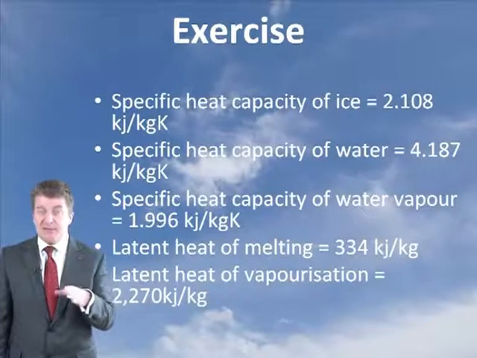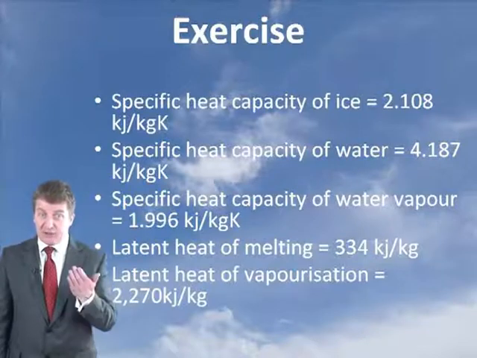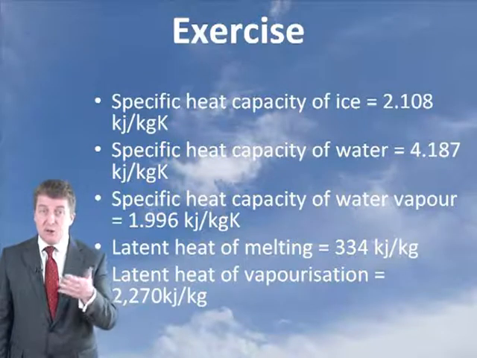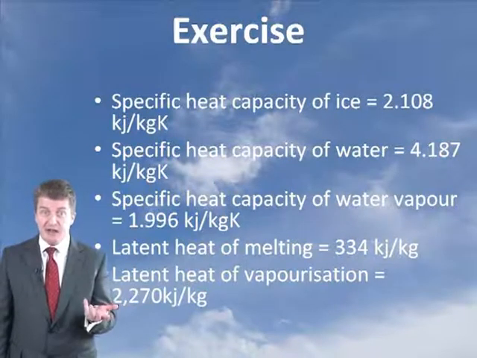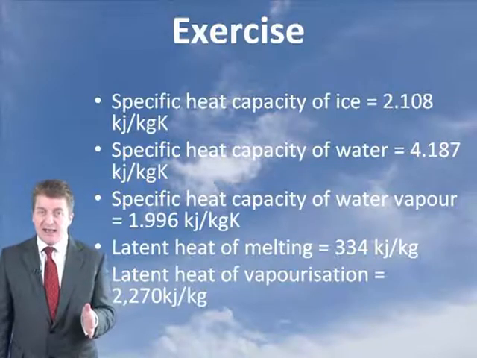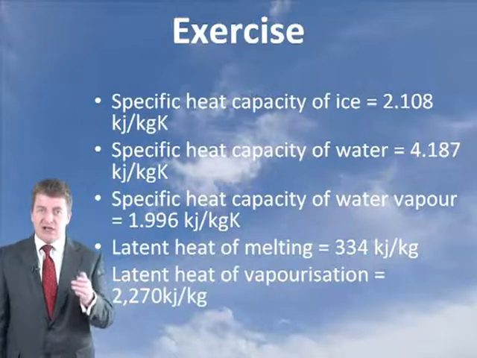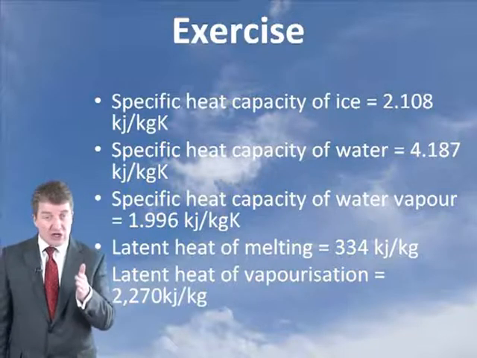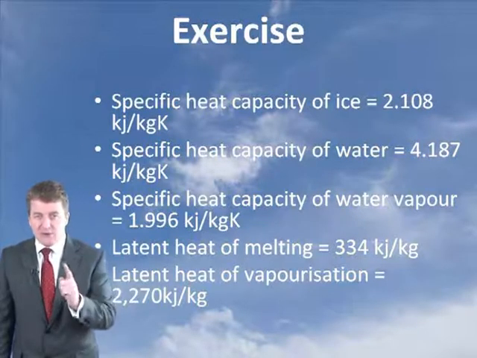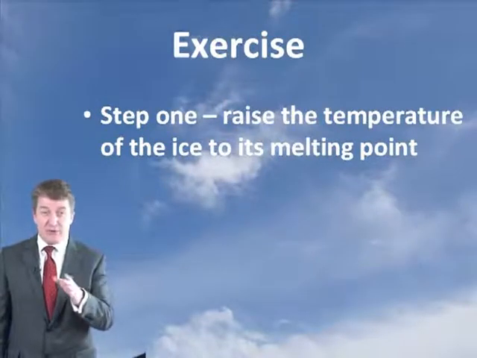You've got the specific heat capacity of ice, that is how much energy is required to heat the ice up. Then you've got the specific heat capacity of water, and the specific heat capacity of water vapour, which is basically steam. And then you've got the latent heat of melting or fusion, and the latent heat of vaporization. So you're given all this information. Now you've got to use that information to determine how much heat is required to turn a 2.5 kilogram block of ice at absolute zero to water vapour at 200 degrees C. Let's work this example out, and this should demonstrate the principles.